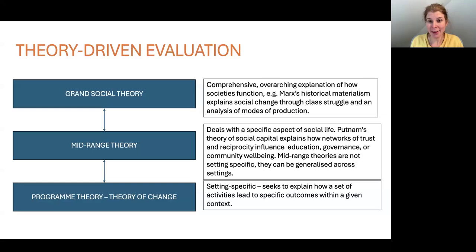And then you have grand social theory, which is an overarching explanation for how society functions. And there are many of those, but Marx's historical materialism theory is probably one that's quite familiar to all of you. So as we move up the chain of abstraction, we can go from program theories of change, to mid-range theories, and to grand social theories.